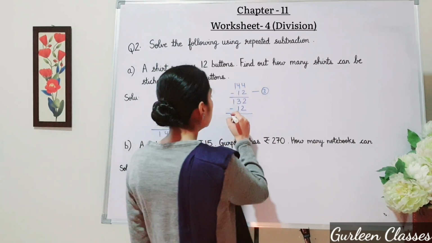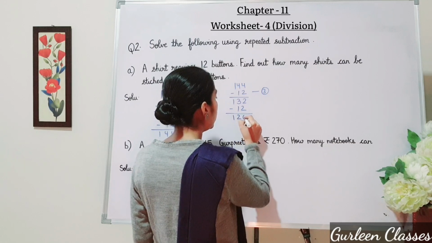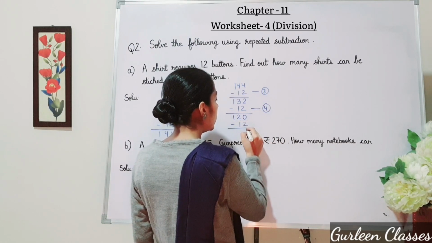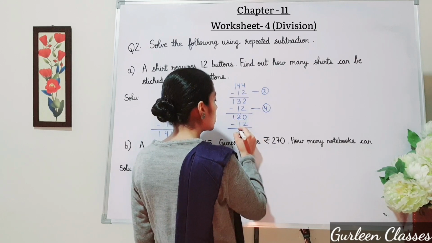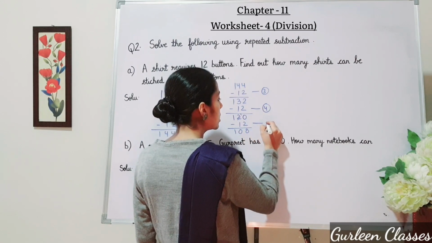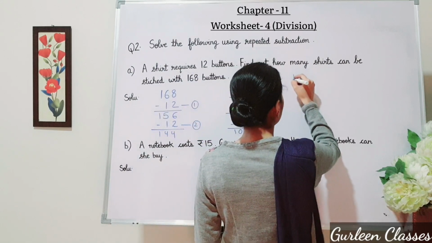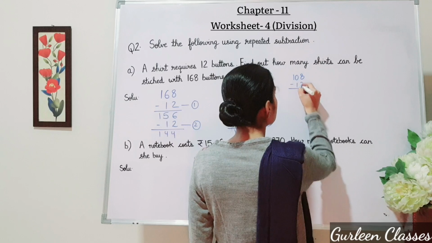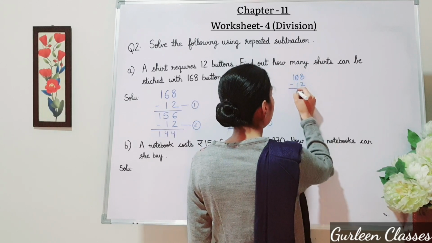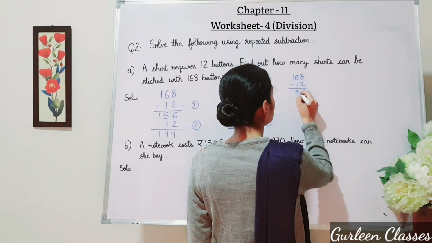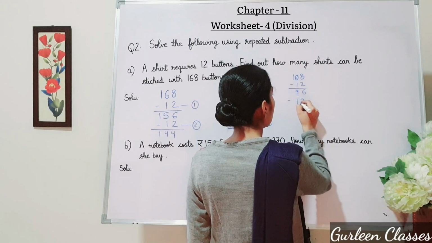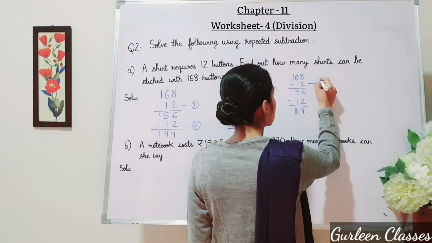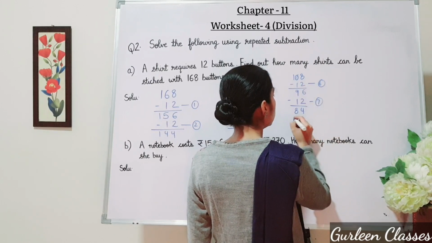So here, remainder will be 120. This is fourth time. Again subtract by 12. It will be 108. So this is fifth time. Then 108 minus 12, it will be 96. Minus 12, it will be 84. This is 6 times. 7 times.